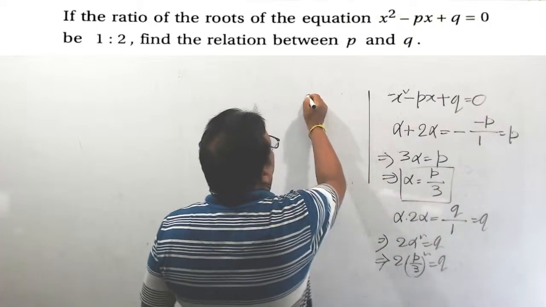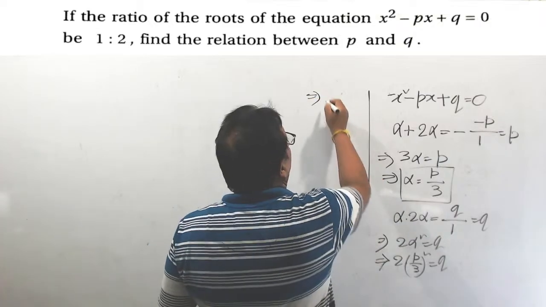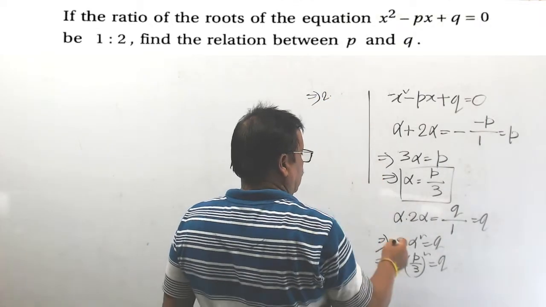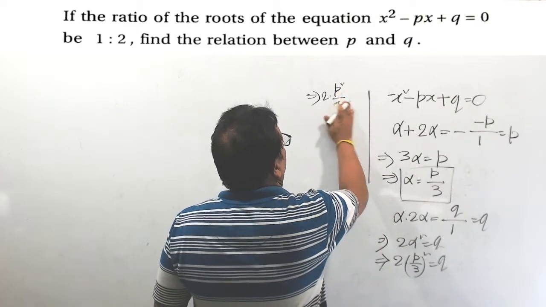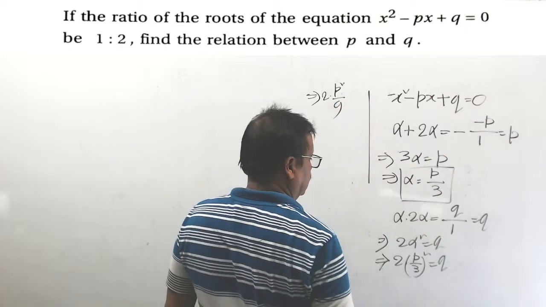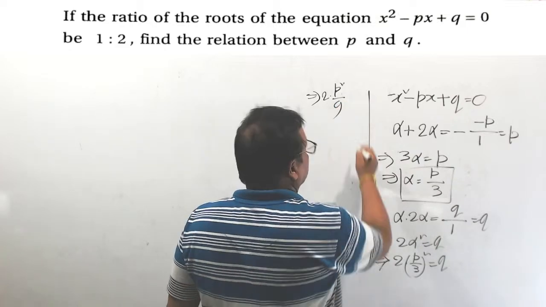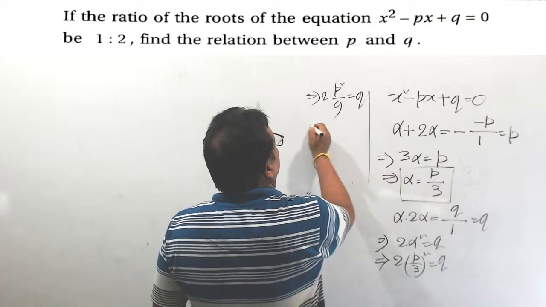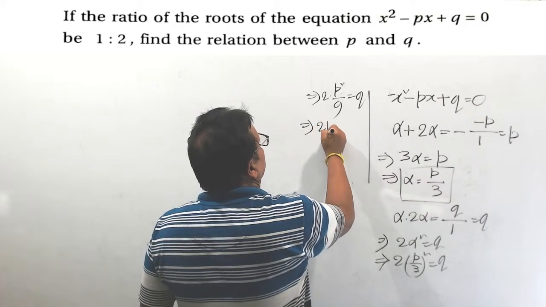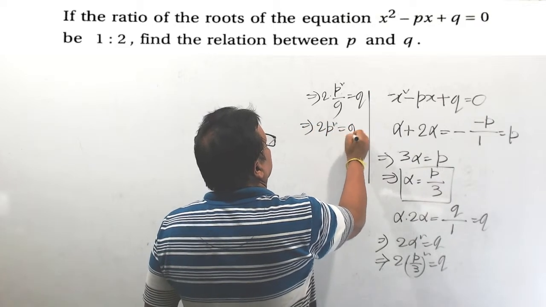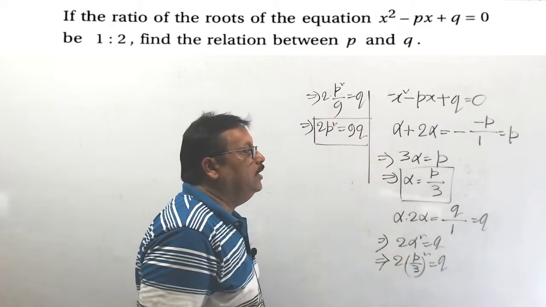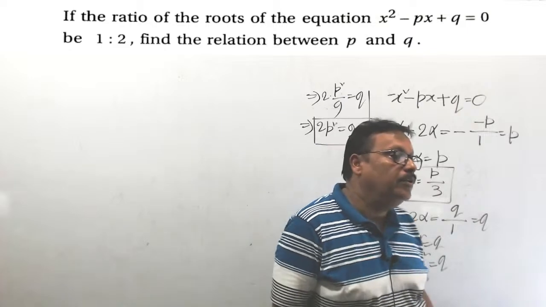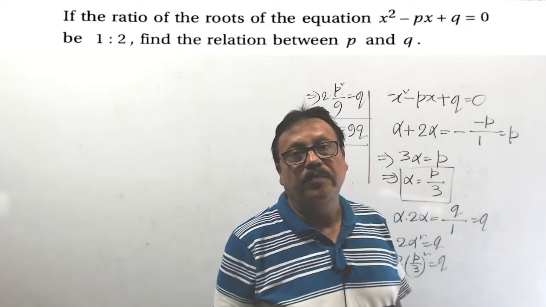Simplify here. This implies 2 into p square by 9 is equal to q. This implies 2 p square is equal to 9 q. This is the relation between p and q. Very clear?